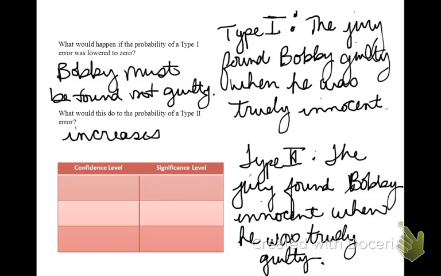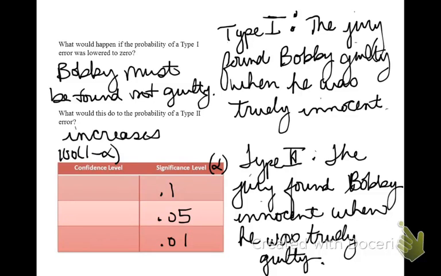So the idea is we'd like to come up with some kind of number to control the type 1 error. And that number would be the significance level alpha. Alpha is the probability of a type 1 error. And the common alpha levels are 0.1, 0.05, and 0.01. These correspond to confidence levels.